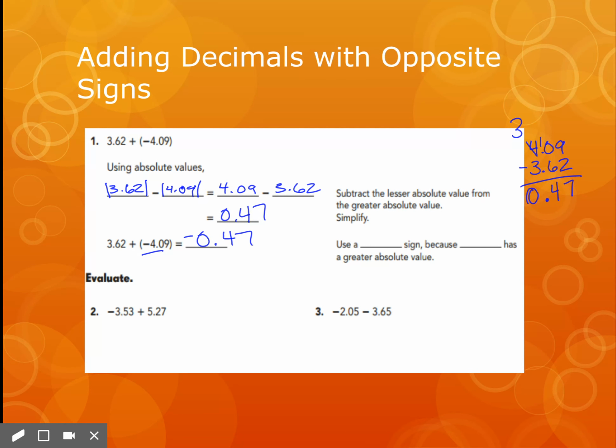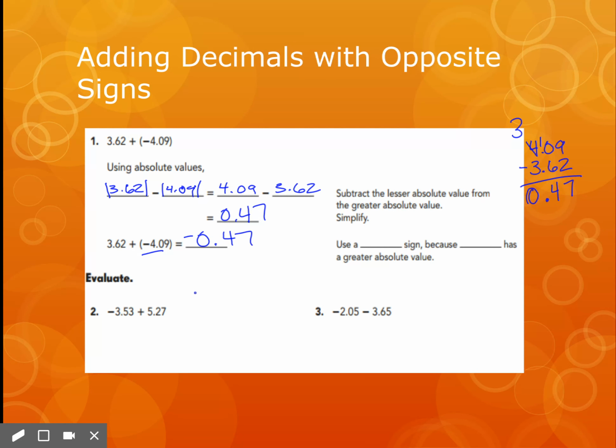In number 2, I would change it to 5.27 minus 3.53, because it's adding a positive and a negative. So that would be 4. Bring my decimal straight down. So I would have 1.74. I'm going to look back at my original question. My larger number is positive, so my final answer is a positive 1.74.